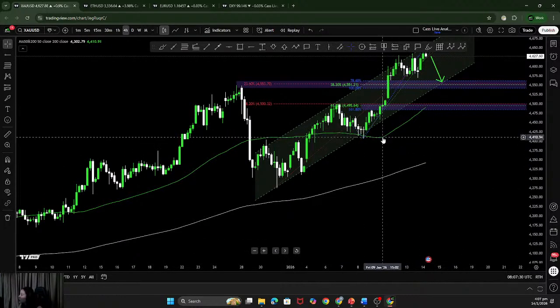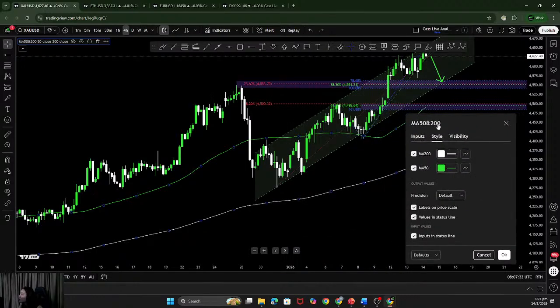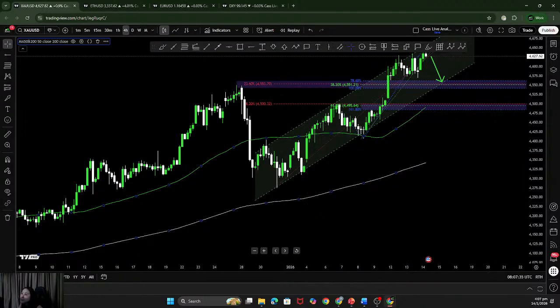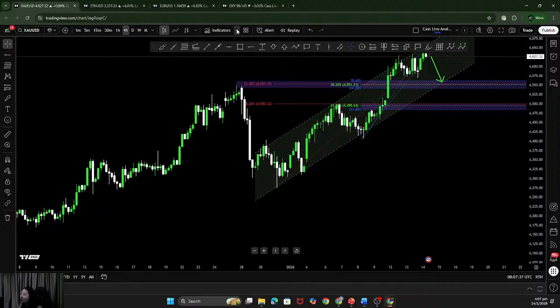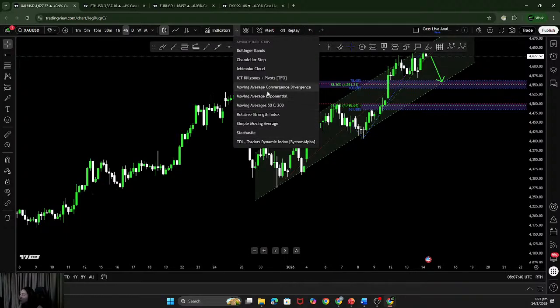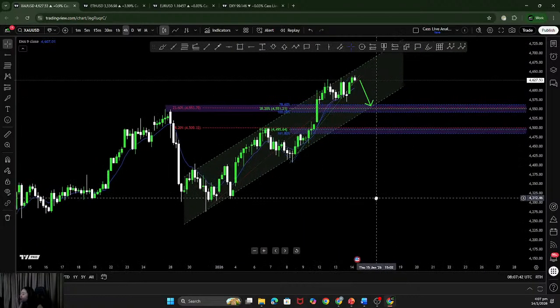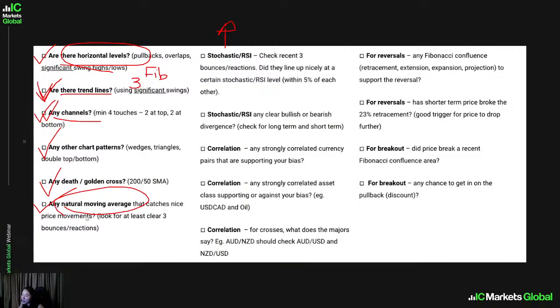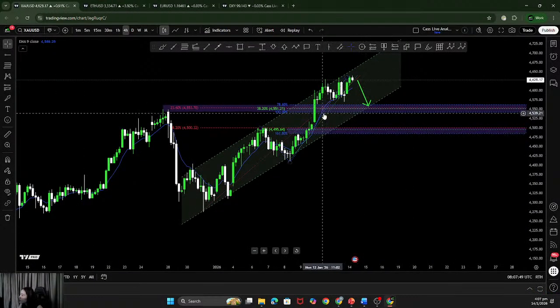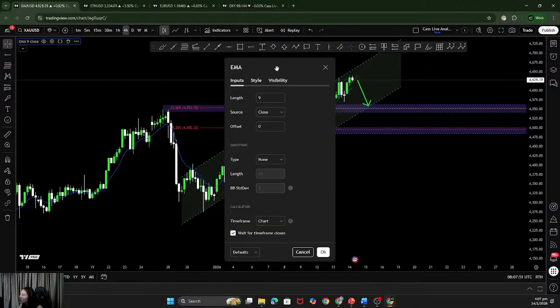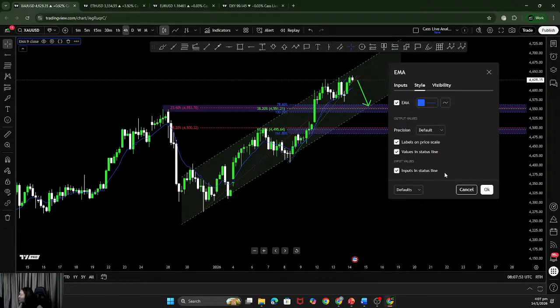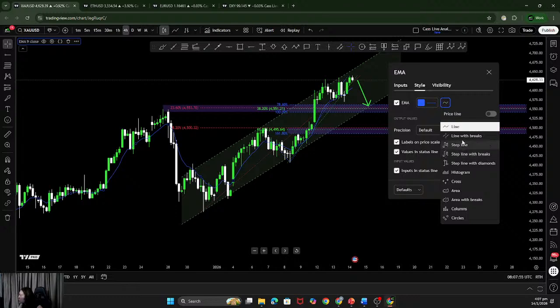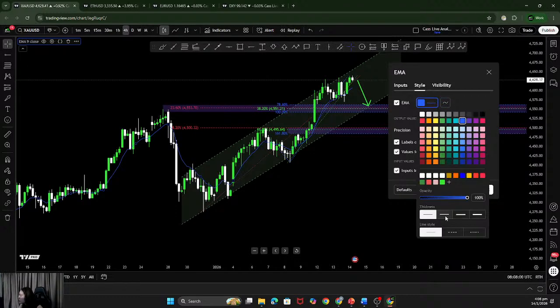On top of that, I actually think I can look for a natural moving average. So remember, I'm going to get rid of this because it's already supporting our bias. Okay, so remember I said other than that you can use a natural moving average. How do you look for a natural moving average? You pull out the moving average. Let me make it thicker. I don't know why the line is so thin. Okay, let's change it to red.